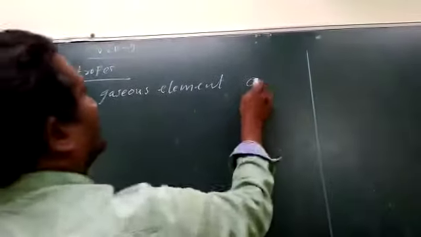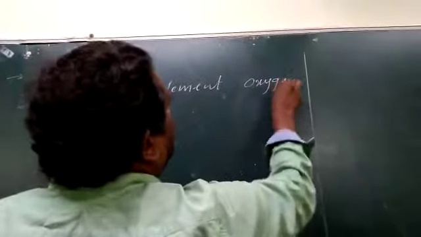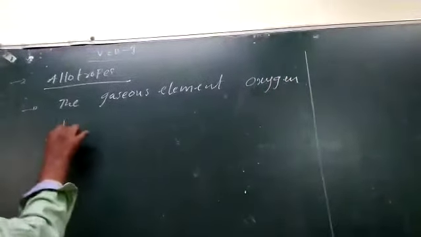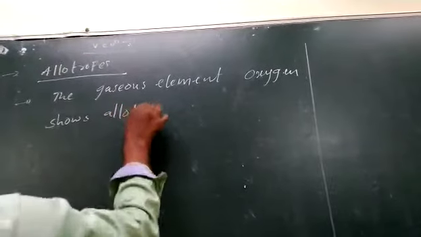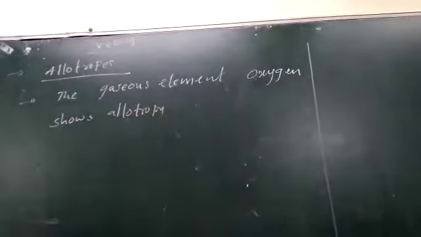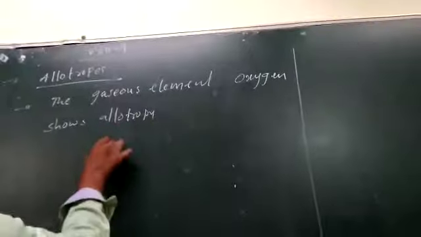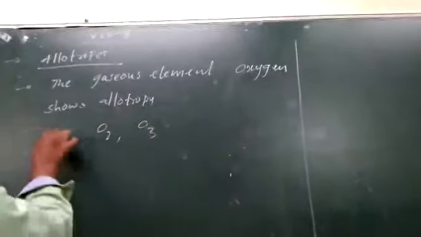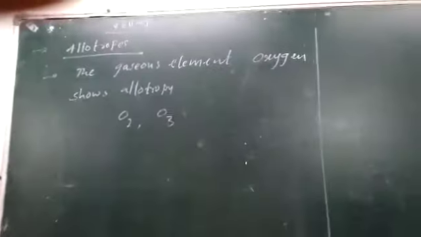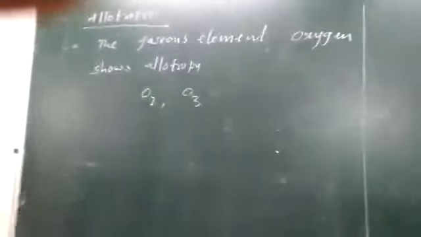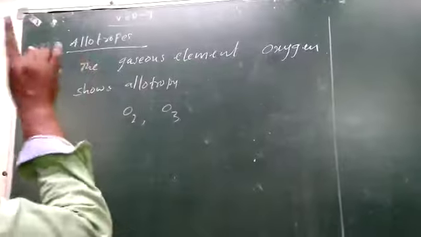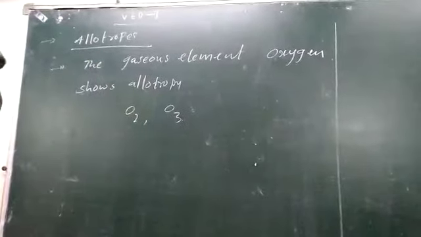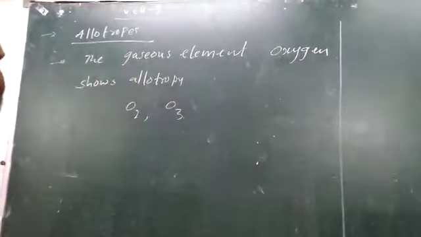The gaseous element oxygen shows allotropy. They are O2 and O3. These O2 and O3 are allotropes of oxygen. In the periodic table, the only element which can show allotropy in gaseous state is oxygen.